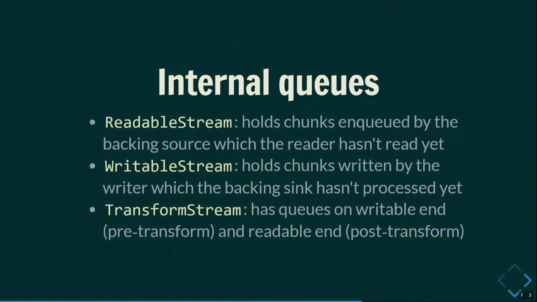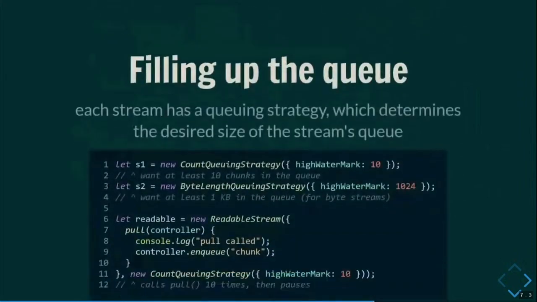The same thing happens with a writable stream. If you have your writer pushing in chunks too fast before the sink can deal with them, they get into the queue and then you can process them later. And a transform stream is again a pair of streams, so it has a pair of queues, one for the readable and one for the writable end.